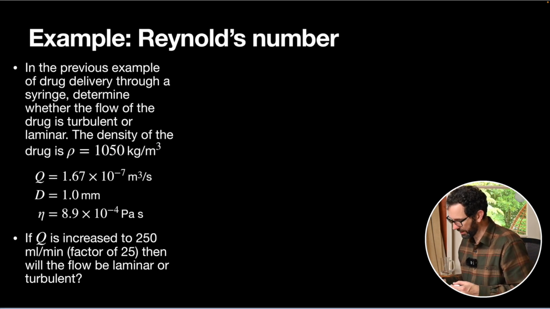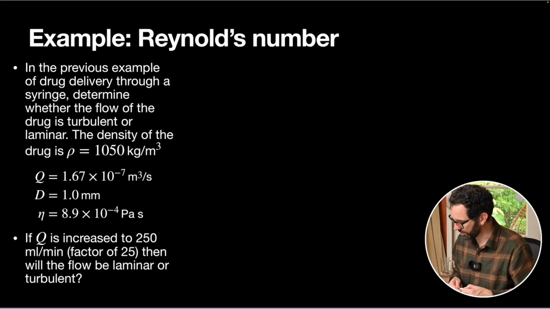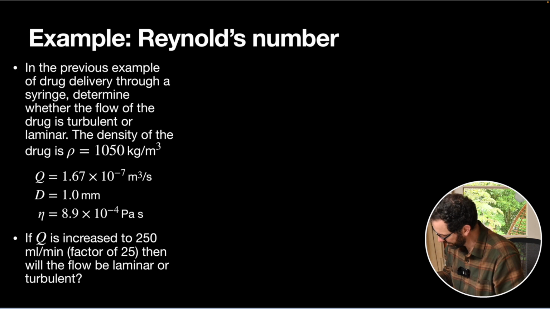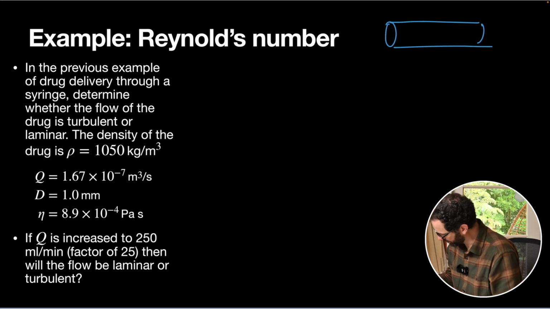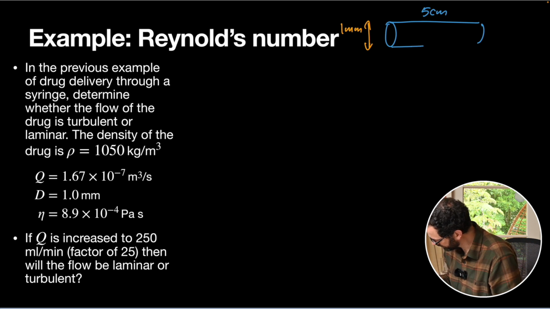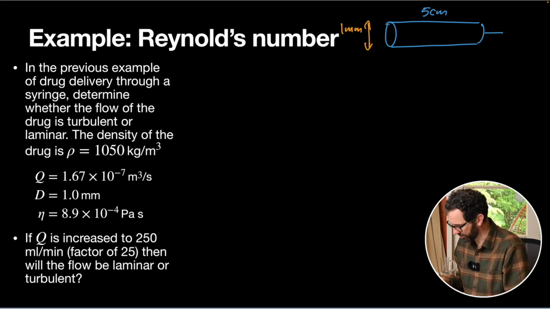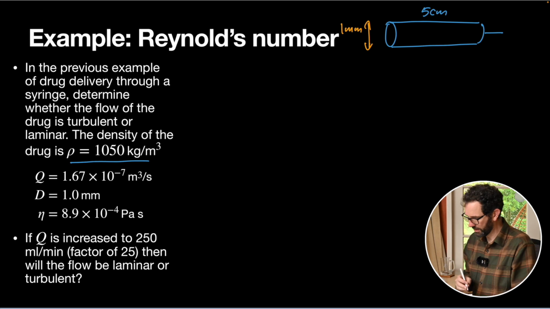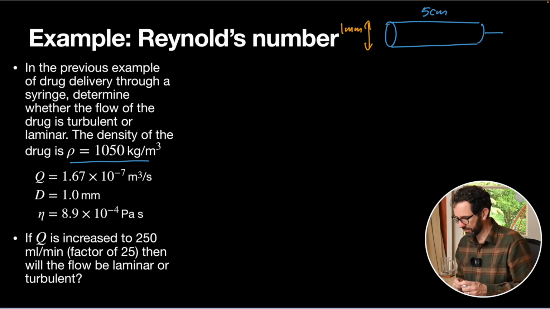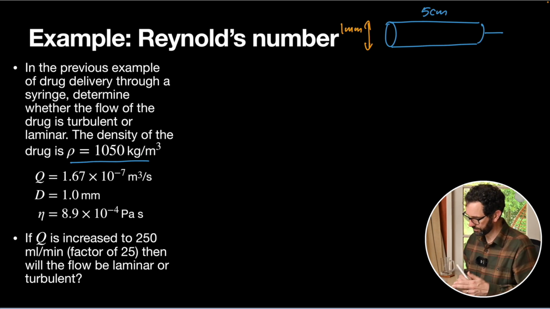So let's return to our example from the last video where we were injecting a drug through a syringe. So once again, here's the syringe. It was 5 centimeters long. It had a diameter of 1 millimeter. And we worked out a few things about it. We were given the flow rate, but we worked out the flow rate in our correct units. And we've got this other bit of information, which is the density. And so let's see if we can figure out the Reynolds number for this flow to predict whether it's going to be turbulent or not.